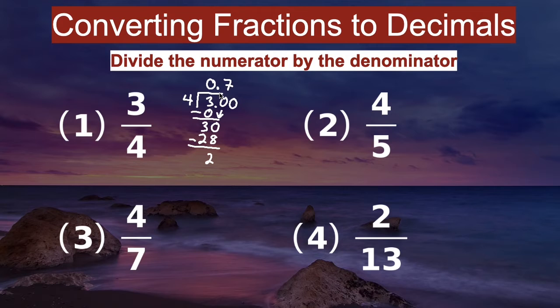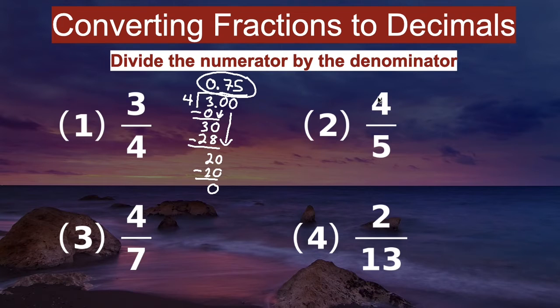We're going to add a 0 here and extend our house. We're going to drop this 0. How many times does 4 go into 20? And the answer is 5 times. 4 times 5 is 20. And when we subtract, we're going to get 0. So 3 over 4 as a decimal is going to be 0.75.